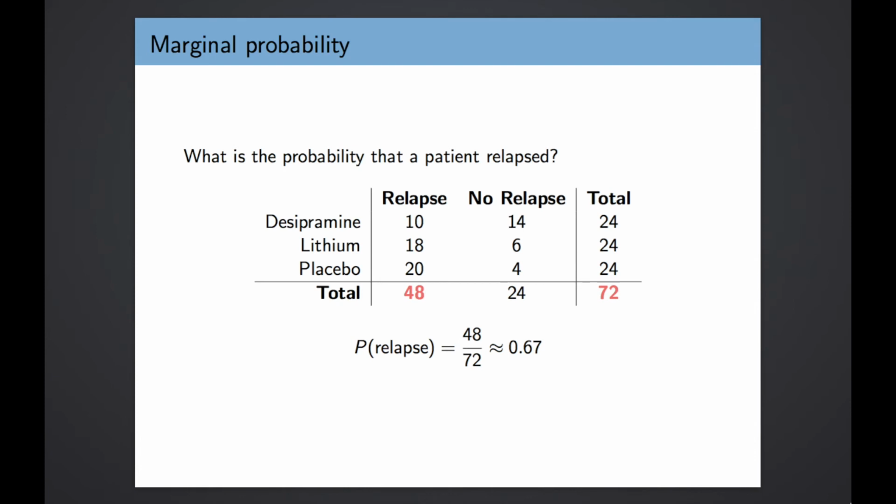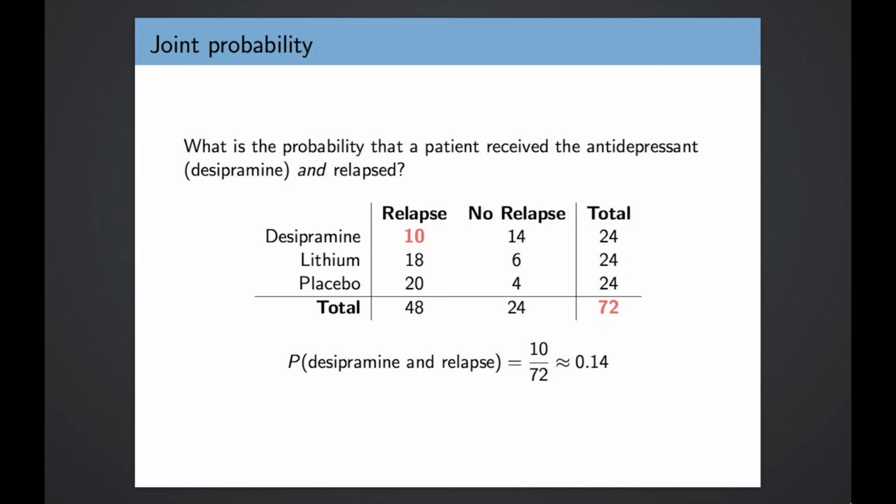The marginal probability of not relapsing would just be the opposite of that. It would be the total of the patients who didn't relapse, 24 of them, divided by all of the patients in the study, 72. So that would be 24 divided by 72, equal to about 1/3. A marginal probability asks about one condition. A joint probability is going to ask about 2 conditions at once.